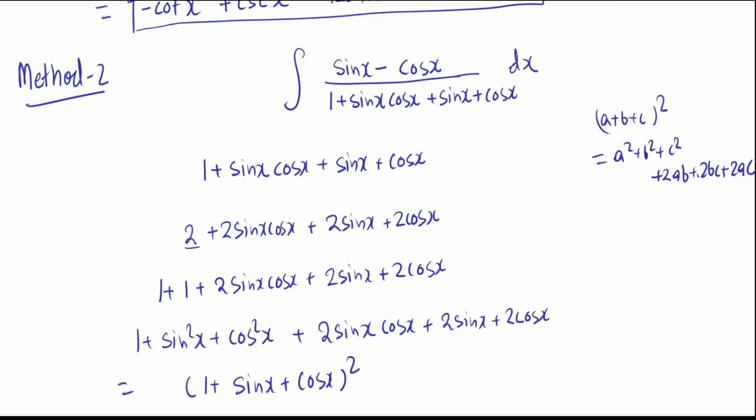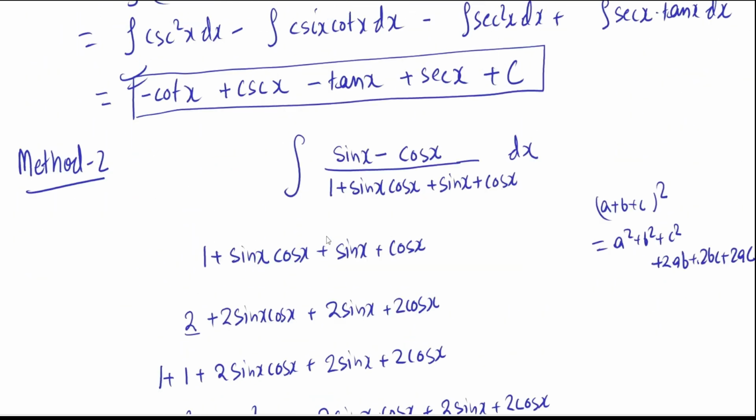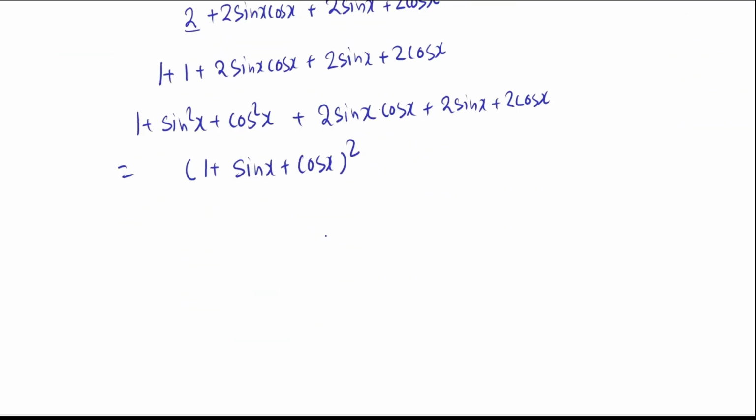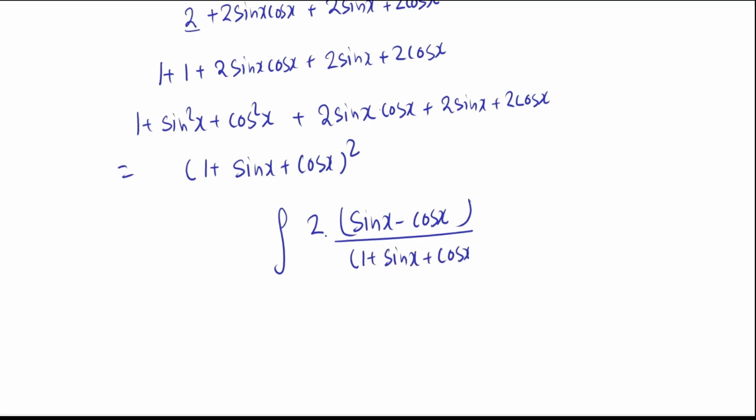So my integral is basically this integral, right? This is written as the integral of sin x minus cos x over, I'm multiplying and dividing by 2, so I will get a factor of 2 here, and this is 1 plus sin x plus cos x, whole square, dx, right?